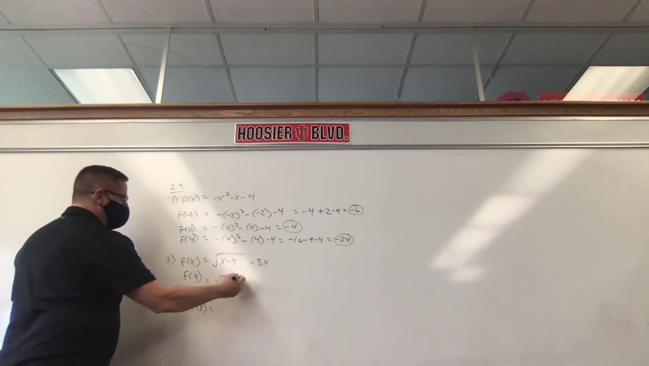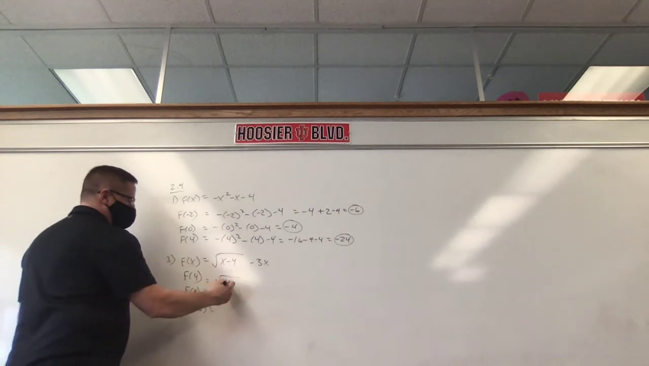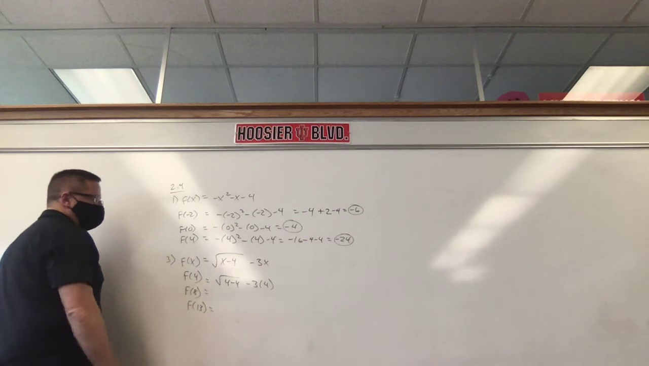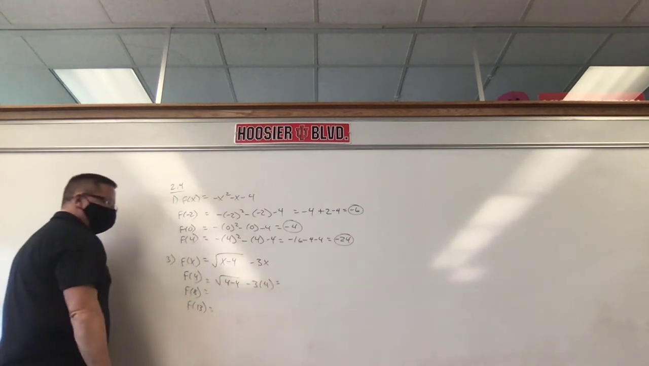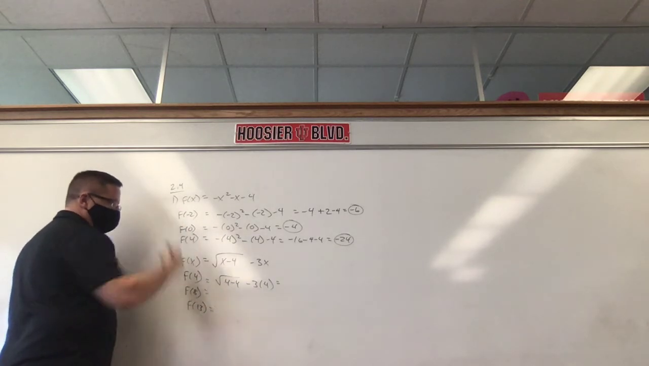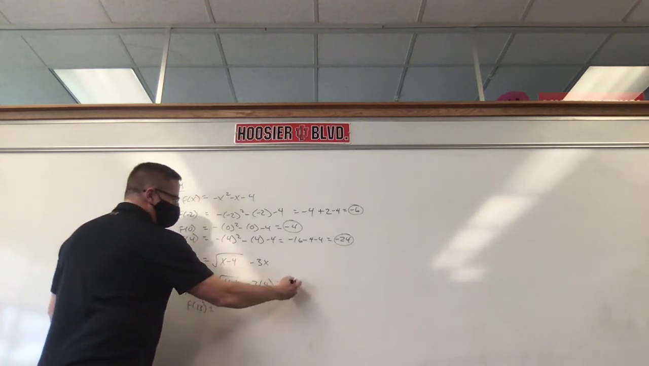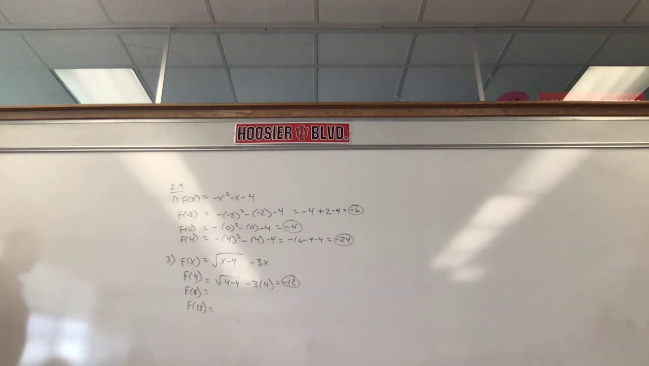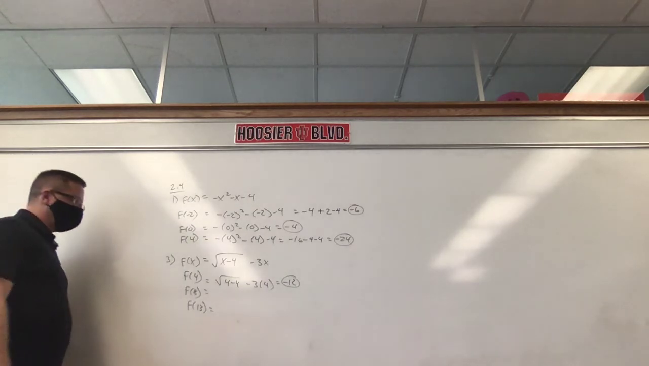So if we plug in 4, we're going to have radical 4 minus 4 minus 3 times 4. Okay, I'm not going to show all my steps on this one. You should be able to do a lot of this in your head. 4 minus 4 is 0, and the square root of 0 is 0. So that's gone. You're left with negative 3 times 4. So that's just negative 12.